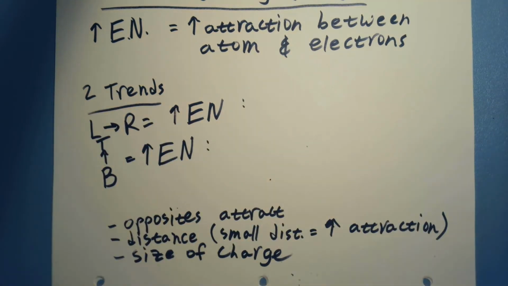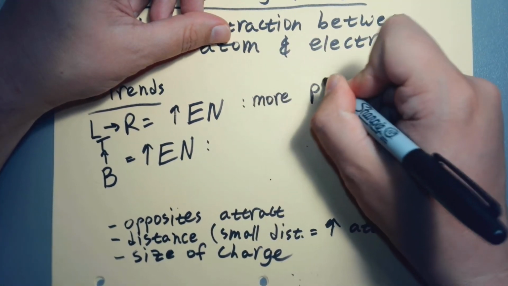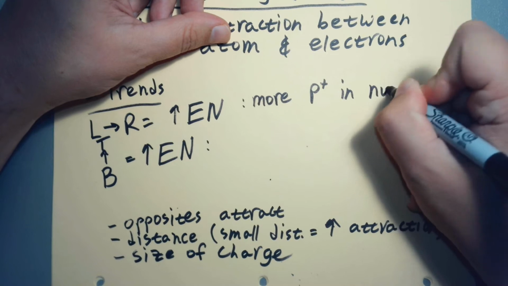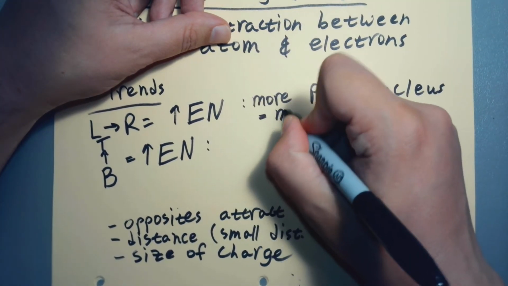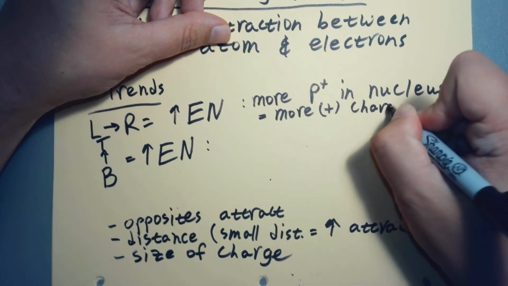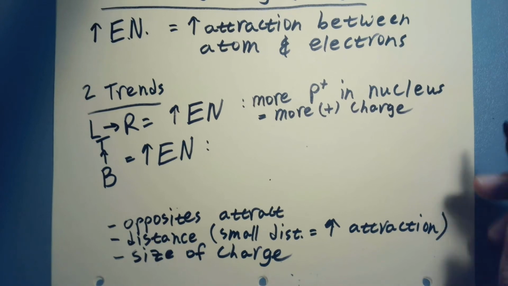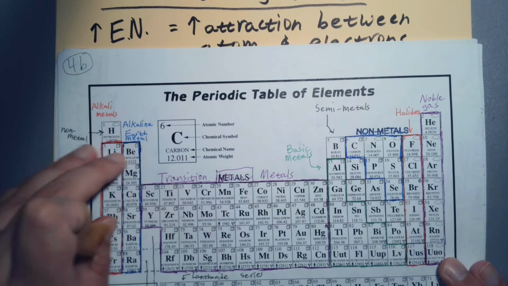So as we go left to right, we get more protons in the nucleus. That's going to equal more positive charge, and that's going to equal greater attraction. And so that's what's happening. So the left to right, I think, is pretty straightforward.